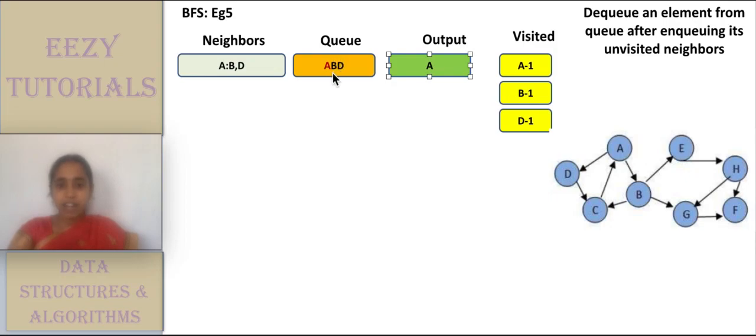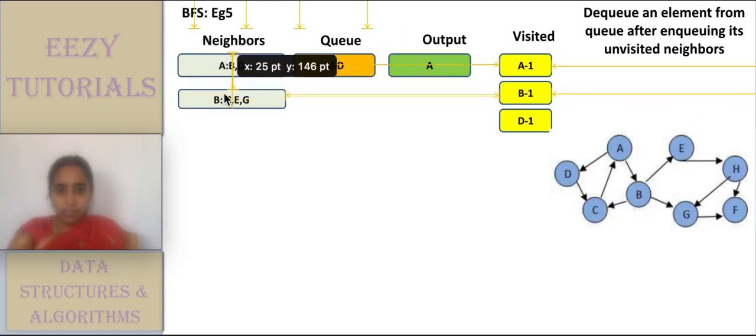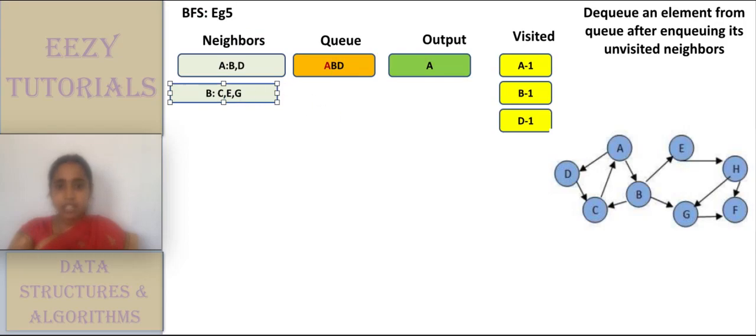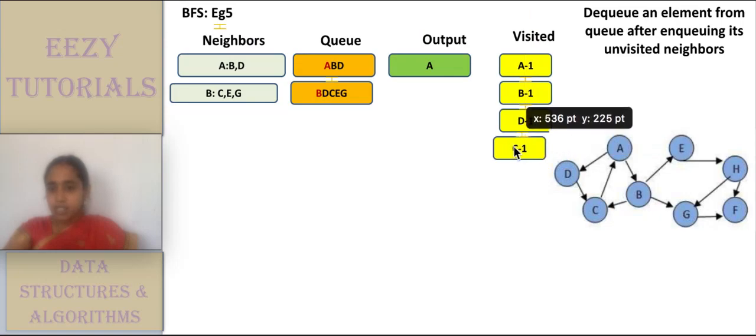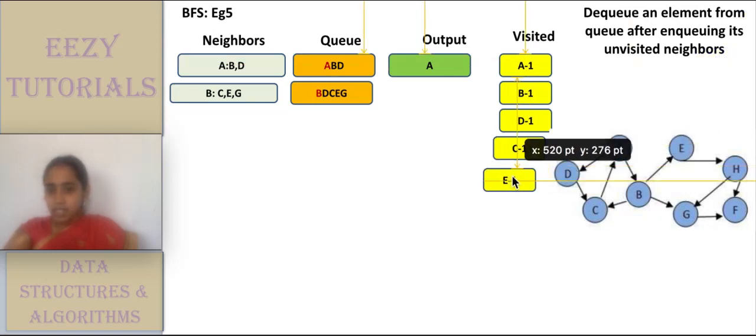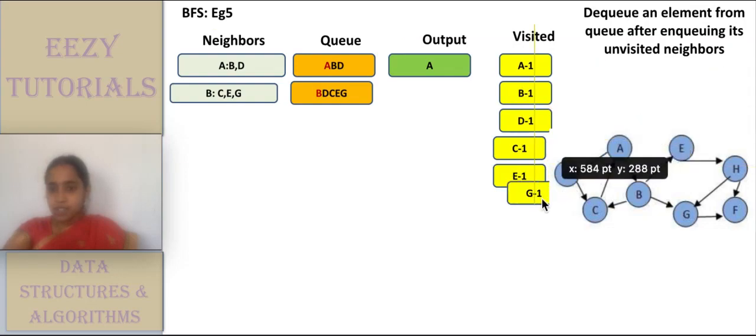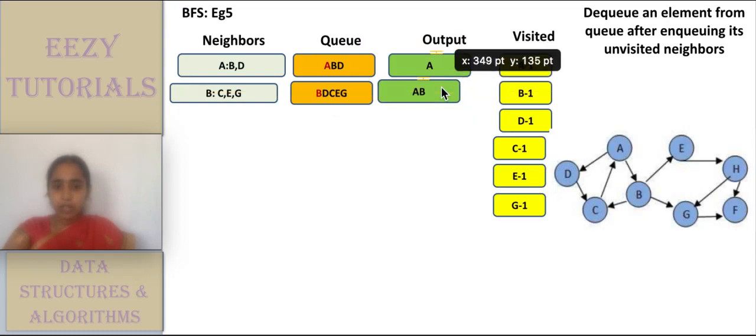Now the next front element in the queue is B. From the graph, the neighbors for B are C, E and G. All three elements are not yet visited. So I am enqueuing C, E and G at the end of the queue. Then I am making C, E and G visited. Now I can dequeue B to the output screen.